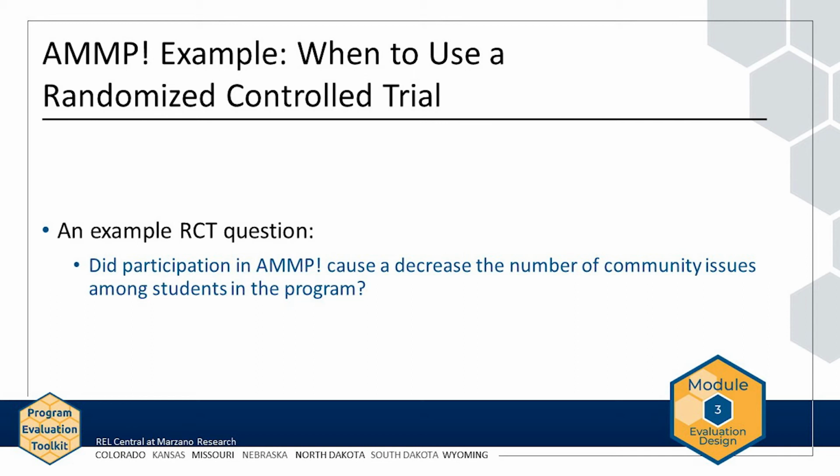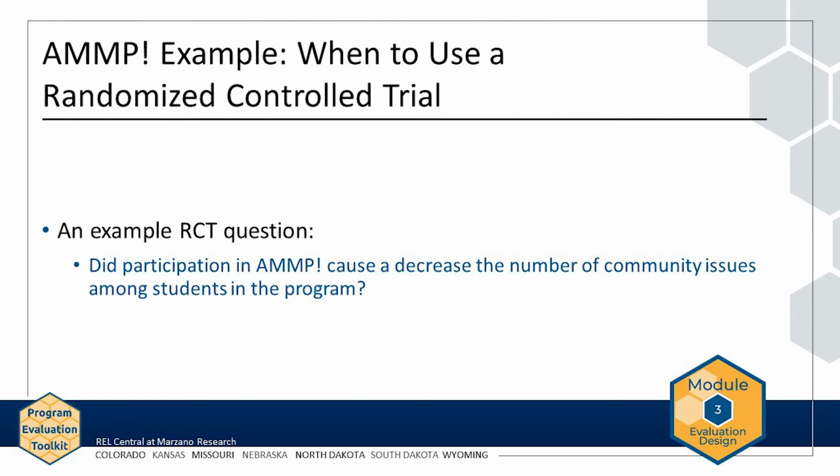An example RCT question is, did participation in AMMP cause a decrease in the number of community issues among students in the program? An RCT like this one can help the evaluation team understand whether AMMP participation, in addition to other factors, caused a decrease in the number of community issues. In this way, the team can feel very confident that the evaluation results are due to AMMP, and not to other unobserved factors that might influence the decrease in community issues.